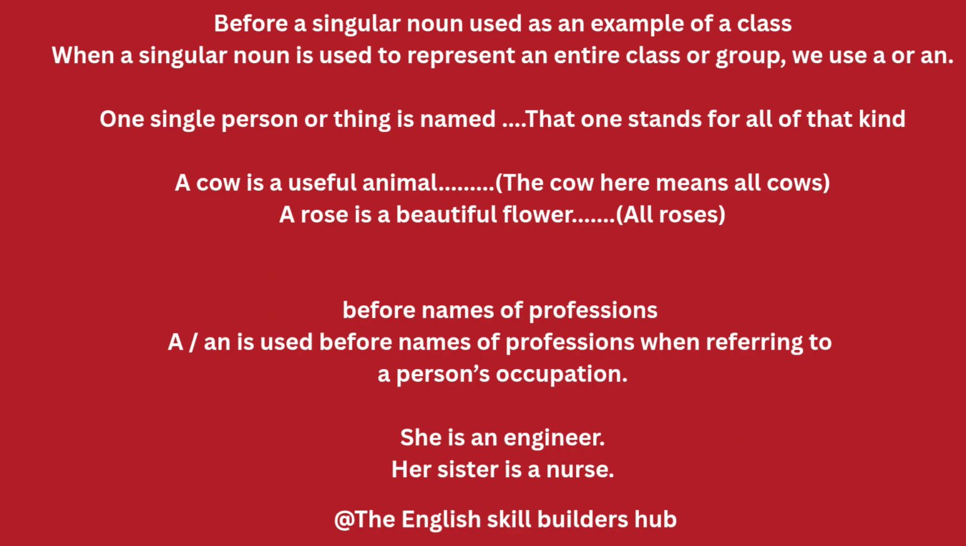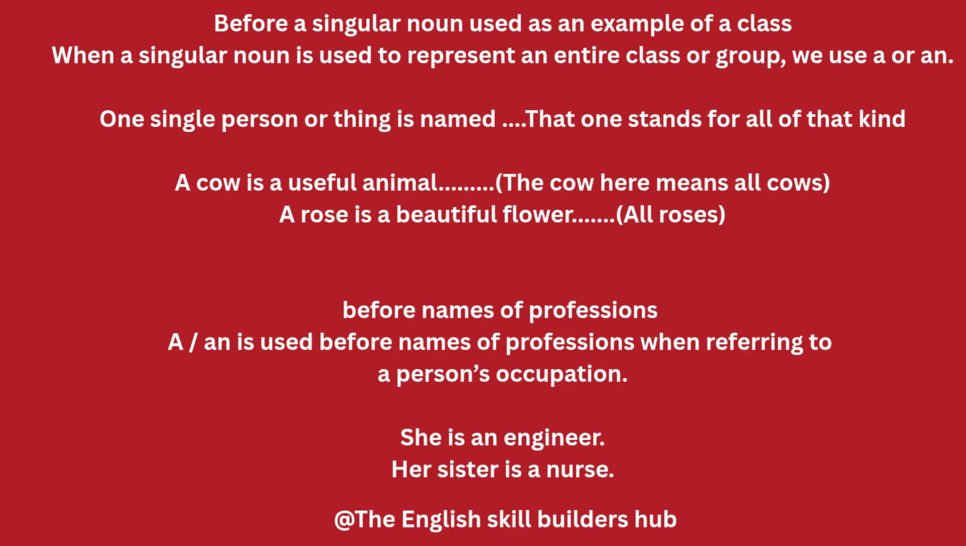Before a singular noun used as an example of a class. When a singular noun is used to represent an entire class or group, we use a or an based upon the sound. One single person or thing is named, and that one stands for all of that kind. Example, a cow is a useful animal. Here, the cow means not one single cow, but all the cows. In the same way, a rose is a beautiful flower. It represents all the roses, not a single rose.